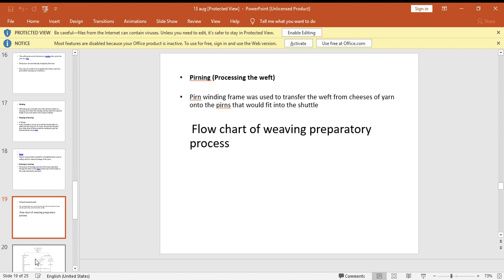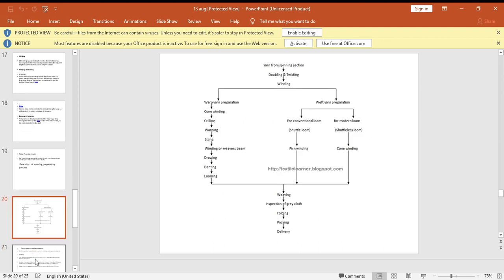Next objective is to see the flow chart of the weaving preparatory process. This is the sequence of the weaving preparatory process. Just like in yarn we have the sequence of blowroom, carding, combing, for weaving also there is a sequence. First, how the yarn is going to come. See the starting portion here. That is yarn from the spinning section.